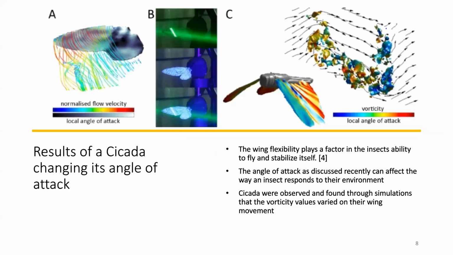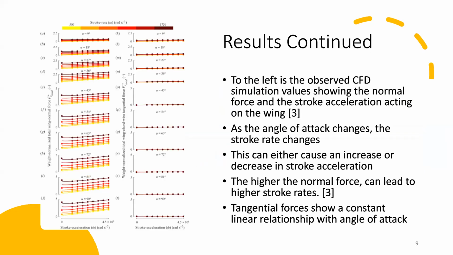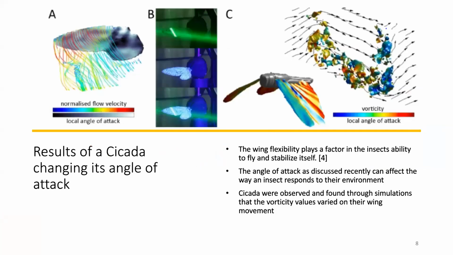Now, a cicada was also documented, and the vortex map was displayed above. As you can see here, the wing's flexibility plays a factor in the insect's ability to fly and stabilize itself. The angle of attack, as discussed recently, can affect the way an insect responds to its environment. As you can see here, as the local angle of attack was changing, the vorticity around its wing was changing as well. Depending on what it was experiencing, the cicada was able to change its local angle of attack almost immediately, through CFD simulations.